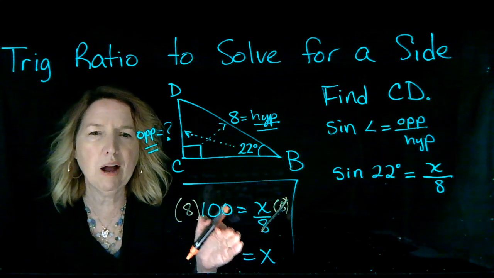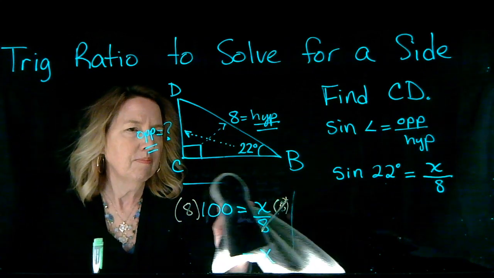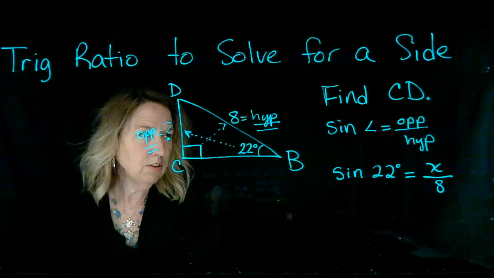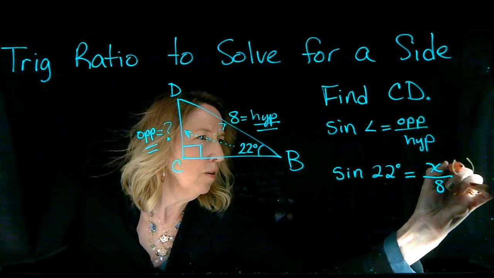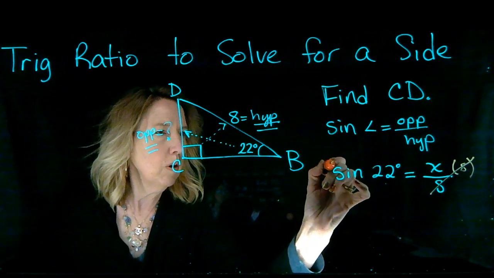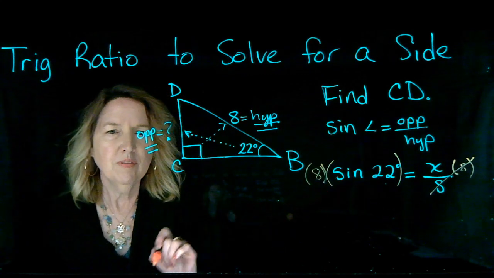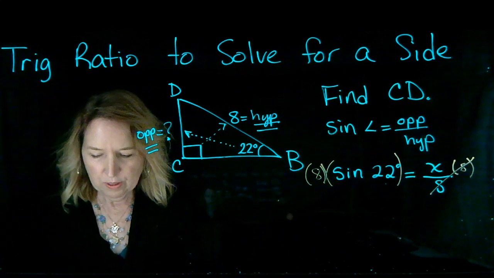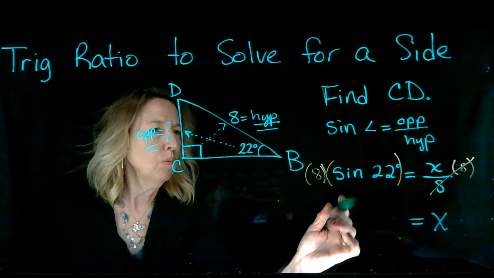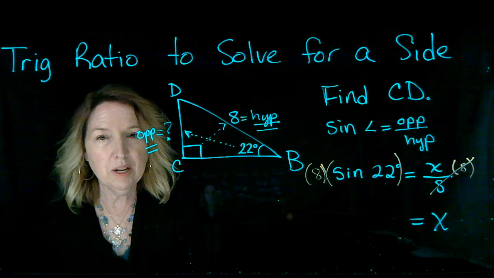Well, we're going to do an algebra step to get x by itself over here. So I'm going to erase this. And I'm going to multiply both sides of the equation by 8 because I want that to be able to cancel out. It is on one side. Now on the other side, be really careful to show what I'm doing here. So what's the answer? X is by itself, and it's whatever 8 times the sine of 22 is. Well, that's where your trigonometric calculator comes in.